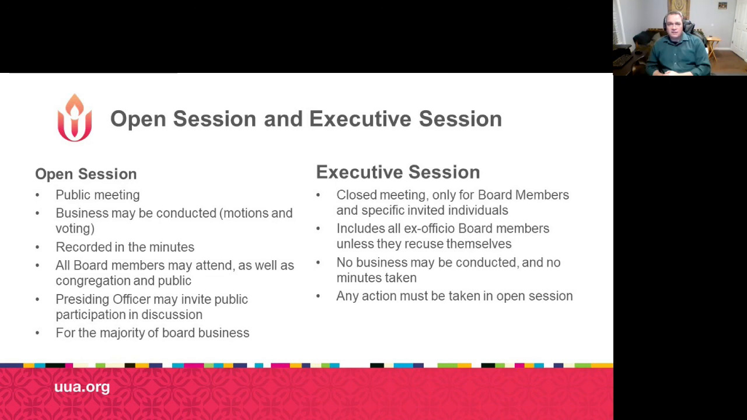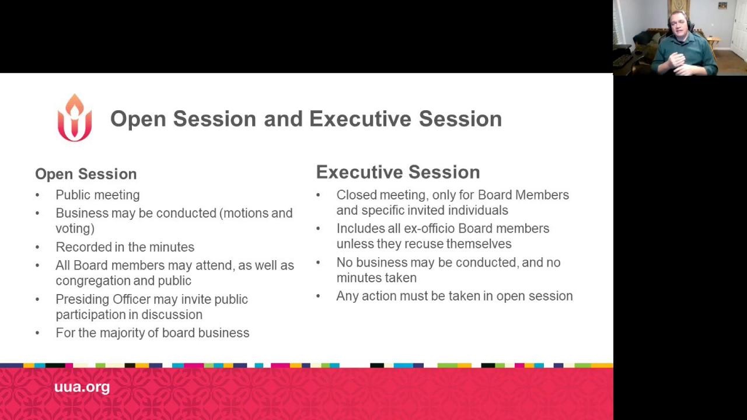Open session is a public meeting that anybody can attend, and business may be conducted, motions and voting. Open sessions are recorded in the minutes. Board members may attend as well as the congregation and the public. Presiding officer may invite public participation in discussion depending on board policy, and this is for the majority of board business. Executive session is a very specific thing.